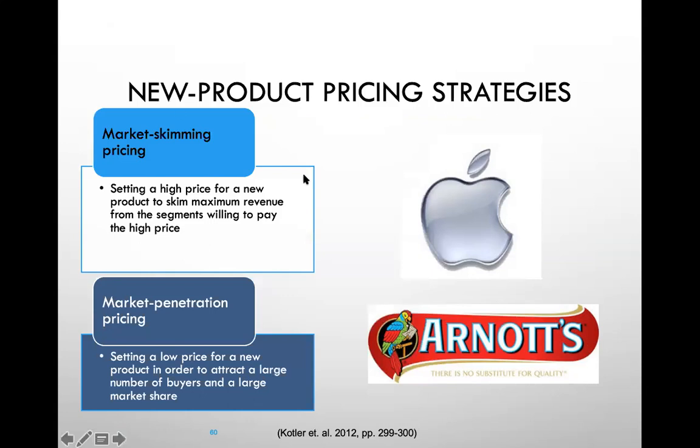If you look at that, there is a tendency that the fast-moving consumer goods category adopts this price penetration pricing strategy, whilst the shopping product category may have the option of adopting the market skimming pricing strategy.